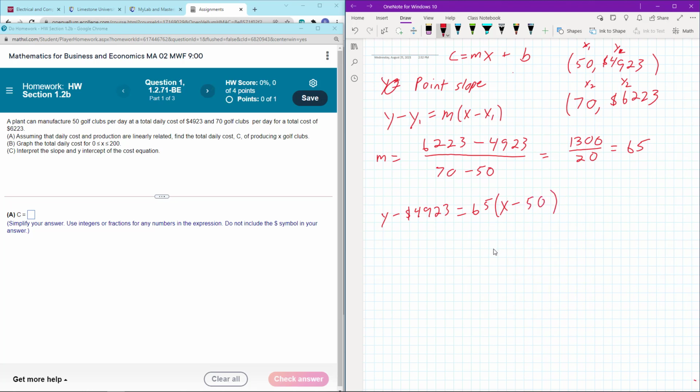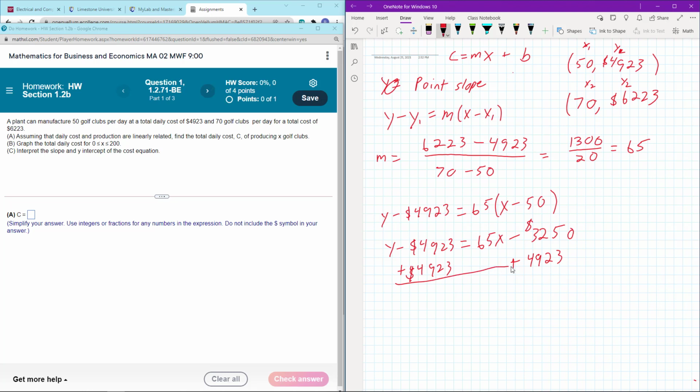Okay, well, we can use the distributive property here, and if we do, we are going to have 65 times x, which is 65x, minus 65 times 50, which is 3,250. And then over here, we still have y minus 4,923, I forgot the dollar sign. Okay, now remember we want to solve for y now, and we can do that by basically adding 4,923 to both sides of the equation. So let's go ahead and do that. We're going to add 4,923 here. And we're going to add 4,923 here.